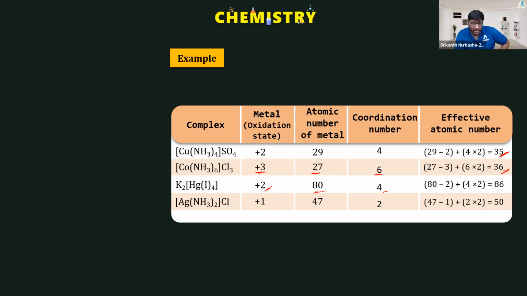Ag(NH3)2Cl. Silver is in which oxidation state? 1 into X plus 2 ammonia, 2 into 0, that should be equal to +1. So X is equal to +1. Oxidation state of silver is +1. Atomic number of the metal is 47. Coordination number is 2. So 47 minus 1 plus 2 into 2. Out of all these four complexes, how many are satisfying the EAN rule?